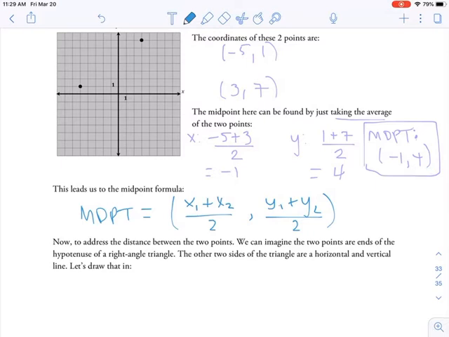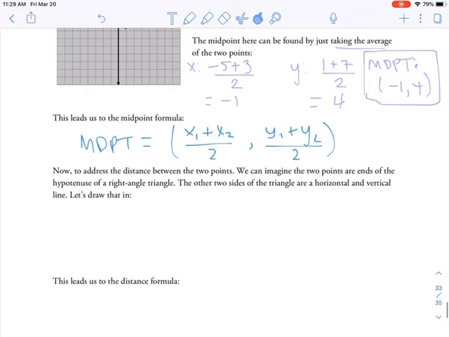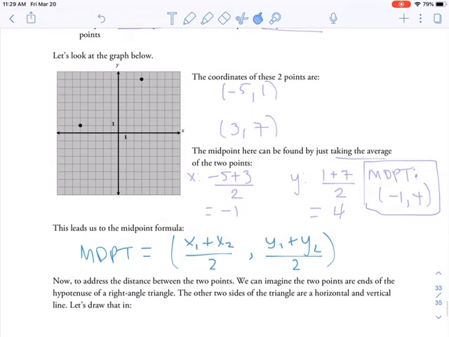So that's why that works, and that's the formula we're going to be using to find the midpoint in a few examples on the next page. Okay, the other thing we're going to talk about is how to find the distance between 2 points. So I'm going to take a look at the graph here.